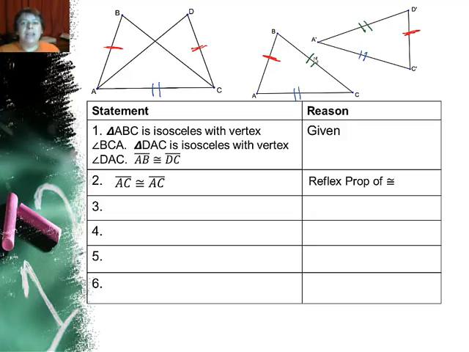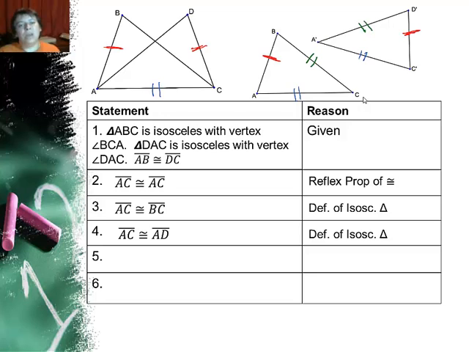Well, I know that these two sides are congruent. BC is congruent to AC because this is an isosceles triangle, and these two are the legs. I also know AD is congruent to DC for the very same reason. So AC is congruent to BC because it's an isosceles triangle. AC is congruent to AD because it's an isosceles triangle.